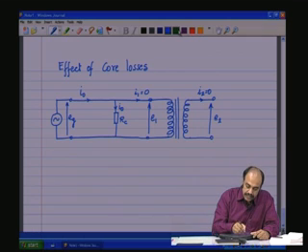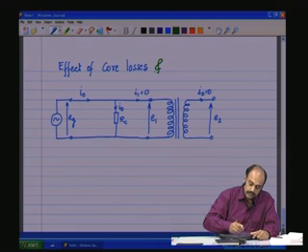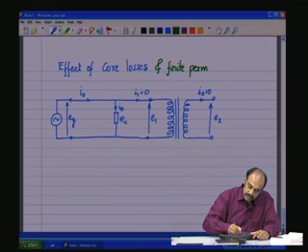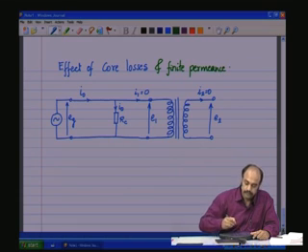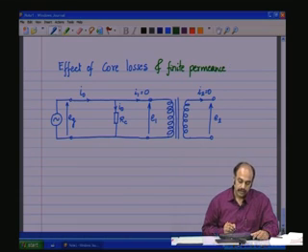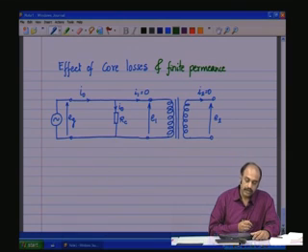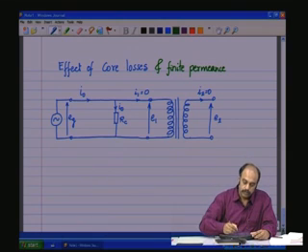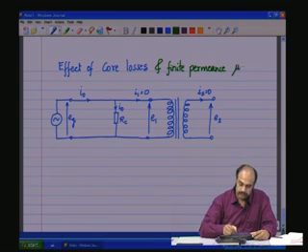Now, additionally, let us also introduce the finite permeance non-ideality, or finite permeability non-ideality, which means mu is finite.